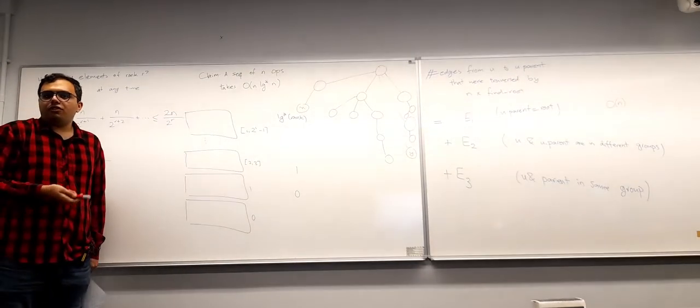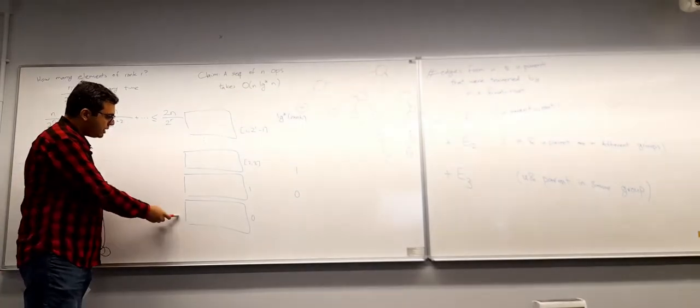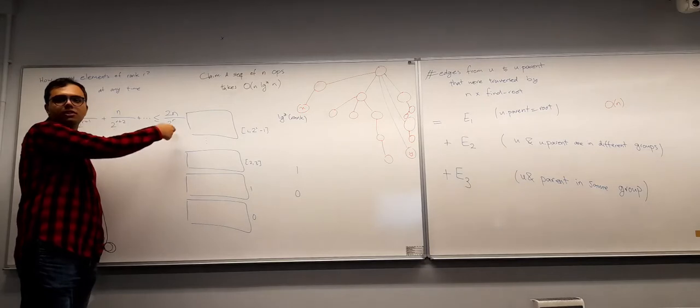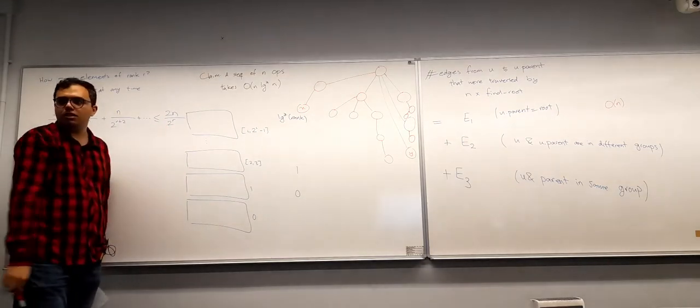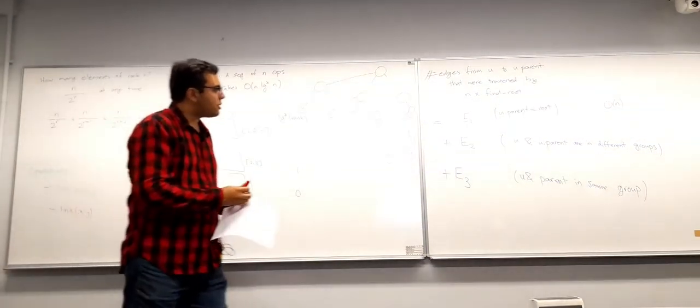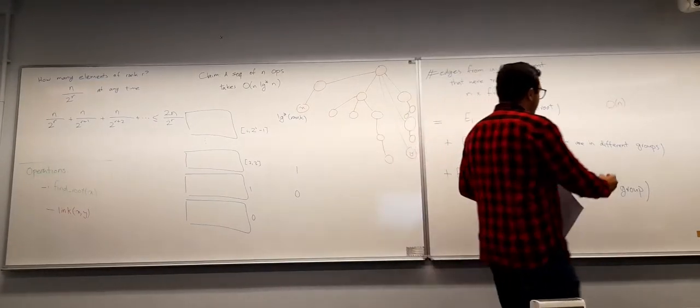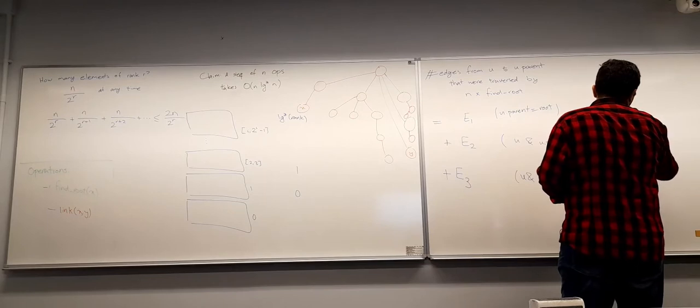But in every find root, I'm going to go between groups at most log star of n times, because I have at most log star of n groups and I'm going in order, right? So the total number of E2 edges, the edges that go between groups, is going to be order n log star n.